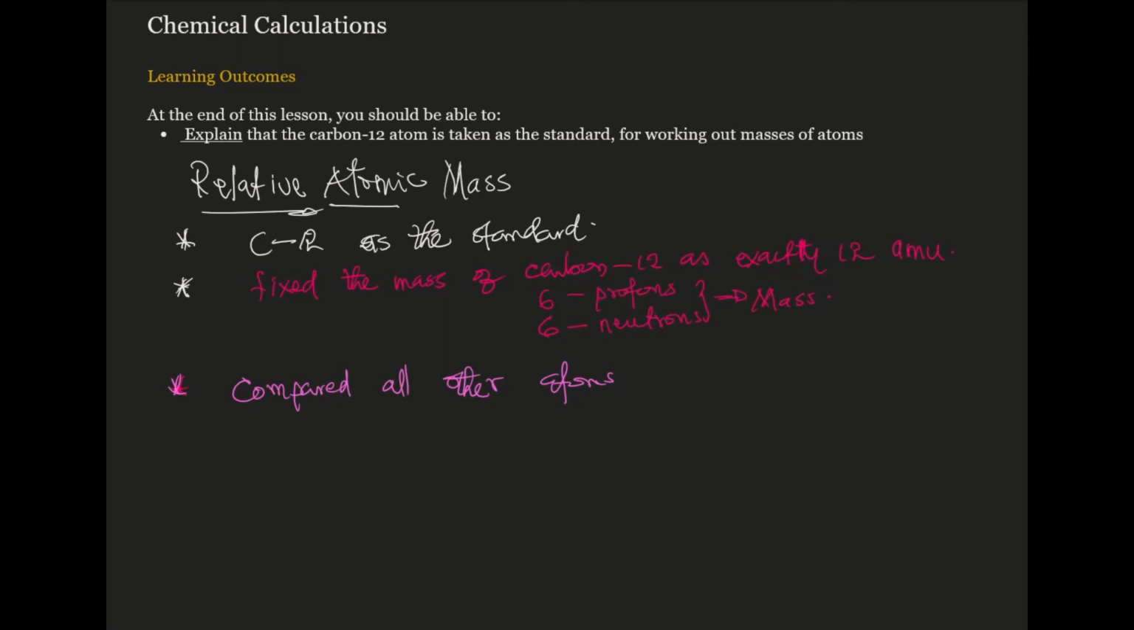So how did they do the comparison? It's not that they put the atoms on a table and compared them. They use a machine that we call a mass spectrometer.